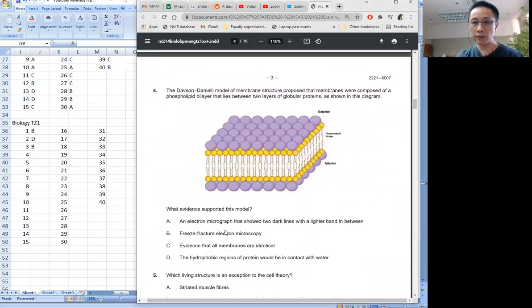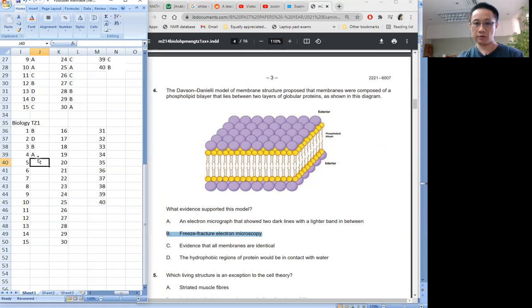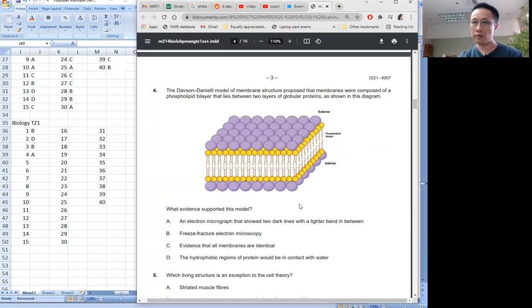Question 4, the Davson-Danielli model of the membrane structure proposed that membranes were composed of a phospholipid bilayer that lies between 2 layers of globular proteins like this. What evidence supported this model? I think this is just a matter of knowing your facts, and I think A is the correct answer already. B is actually the experiment that disproved the model in favor of the current Singer-Nicolson phospholipid bilayer model with integral proteins.